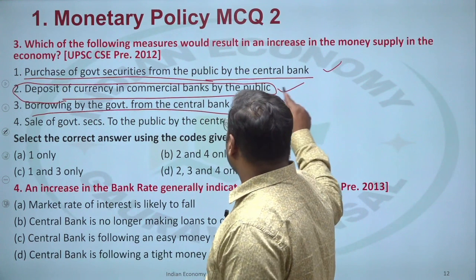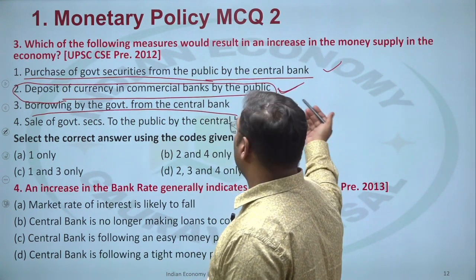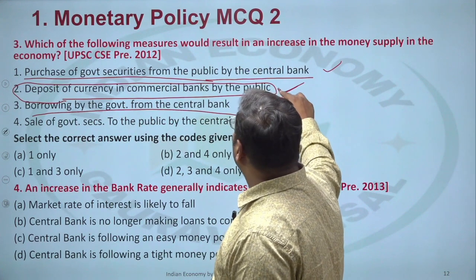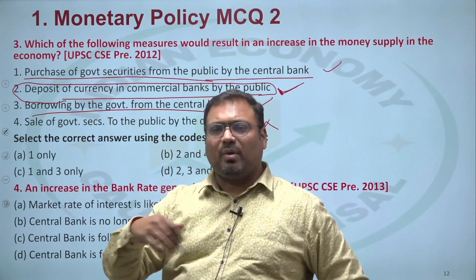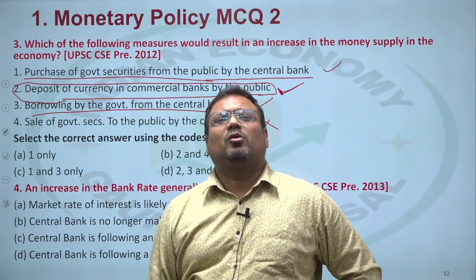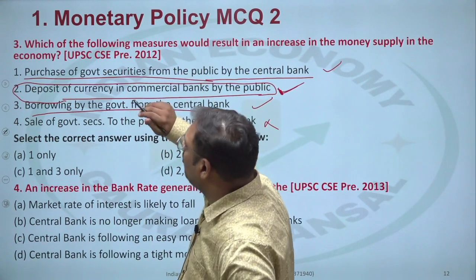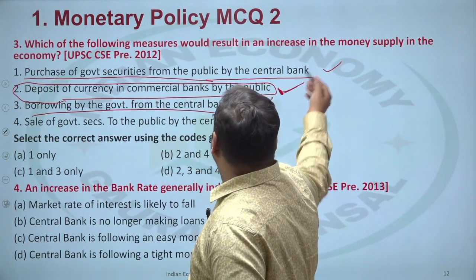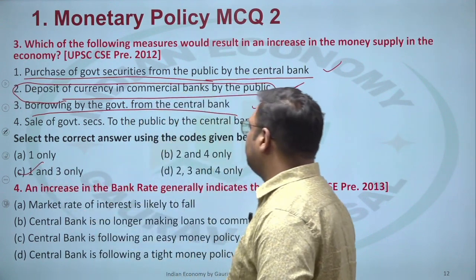So money multiplier increase means overall money supply should increase, but immediately money supply will not increase. Immediately, currency with the public will decrease and bank deposit will increase. So it will just create a readjustment. Since we do not have 1, 2, 3 as an option, we can choose 1 and 3 here. Okay, so C will be the answer.